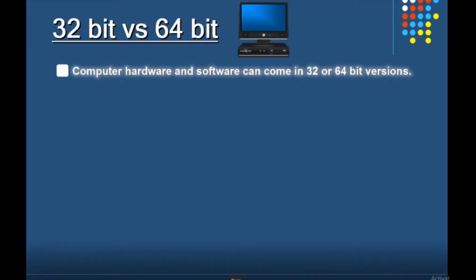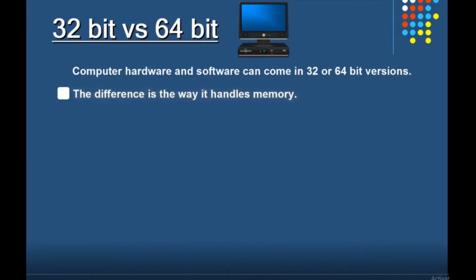Computer hardware and software can come in 32 or 64-bit versions. The difference between a 32-bit and a 64-bit is the way that it handles memory. The bit size refers to the memory that it can address.